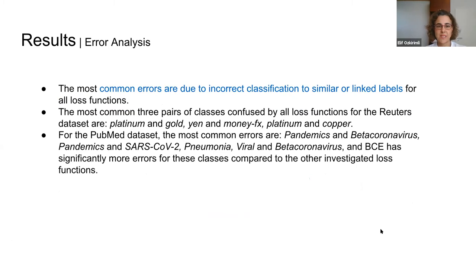And you see, for example, for Reuters, the most common three pairs of classes confused by all loss functions were platinum and gold, yen and money FX, platinum and copper. So you can imagine that co-occurrence was still an issue here.